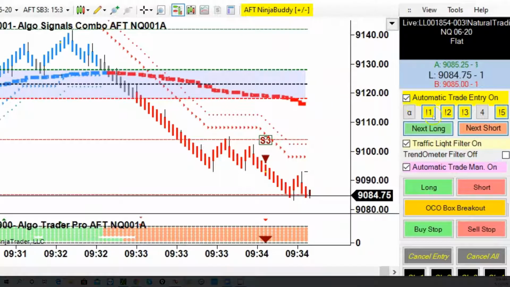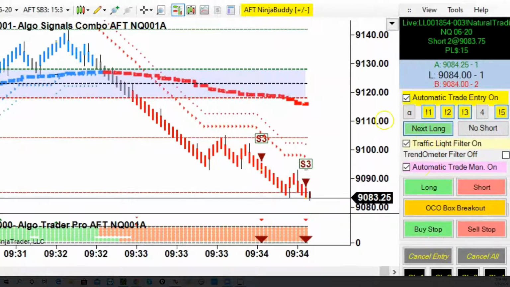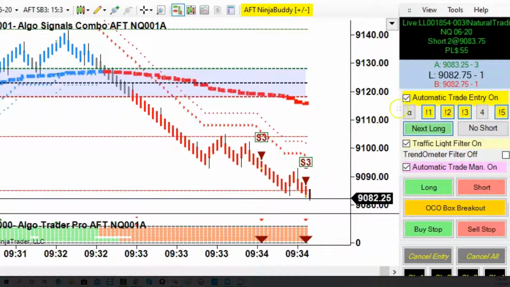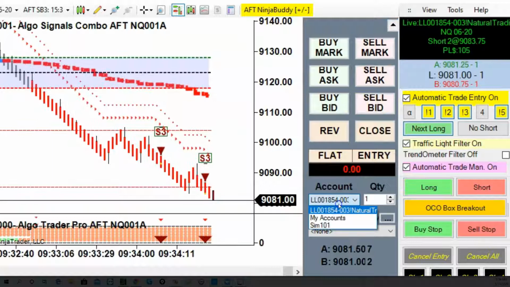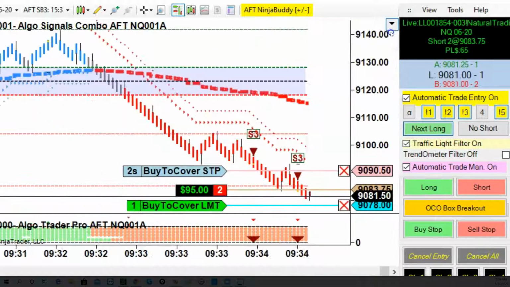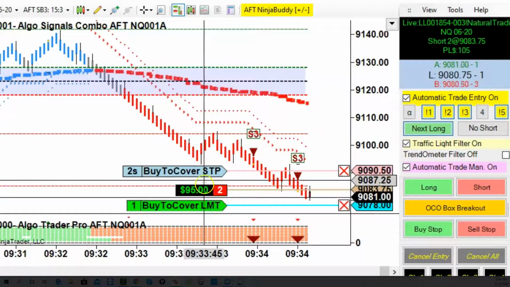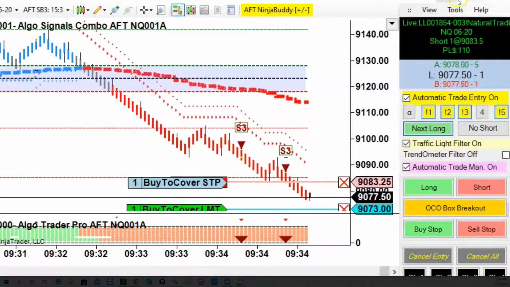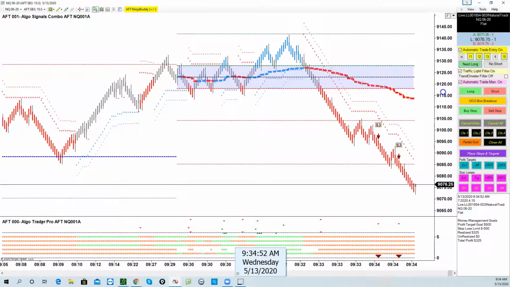Alright, guys, so we're ready to go short. Alright, guys, we're in this trade. See if we can get our first target. Order filled. First target hit. Order filled. Second target hit.